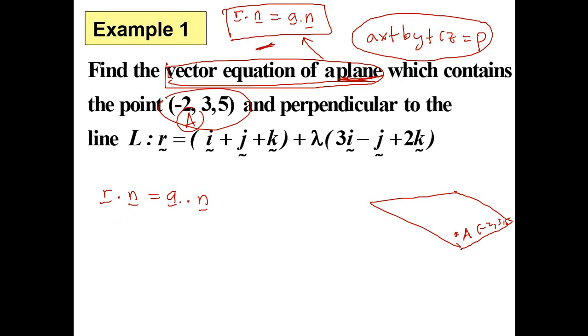Now you need to find vector a and n, which is the vector normal to the plane. We need to find vector n, and a is given. Vector a is -2i plus 3j plus 5k. The problem now is to find vector n. n is normal to the plane.